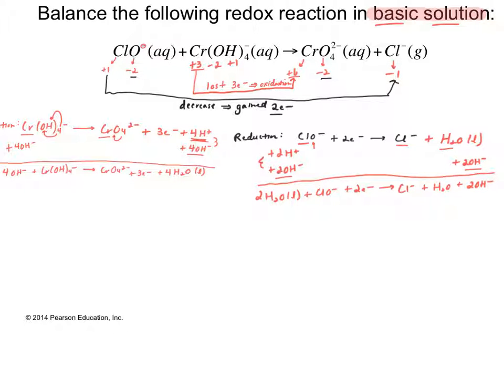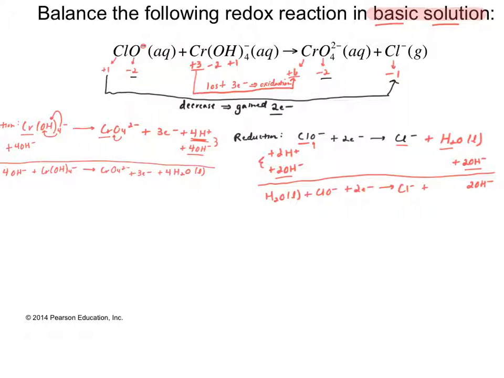Okay, and so we should also note that we have 2 H2Os here, and we have an H2O here. So one of those is going to cancel. We'll go ahead and get rid of this one and this one in front. So now this is balanced with respect to mass. We've got 1 water left, a ClO minus, 2 electrons, a Cl, and then 2 OH minuses.